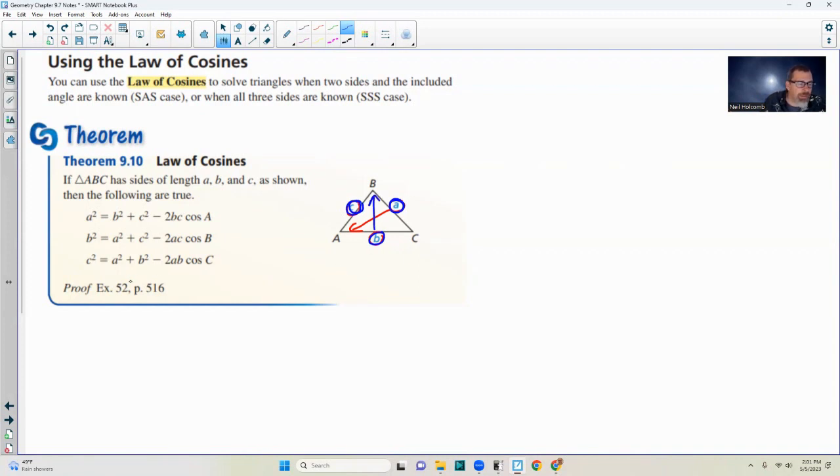Okay, and actually it's really not that bad. Once you do a few of them, you do tend to remember them. So depending on what you're looking for, the side you don't know is the one you're going to put on the other side of the equal sign. So let's take a look at that in an example.